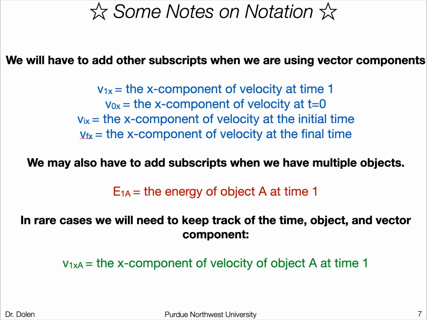Right? And in rare cases, we need to keep track of 3 things at once. For example, you could have a 2-dimensional problem, so you need to keep track of x and y, and you could have multiple objects, so you may need to keep track of A and B, and you may have multiple times, so you may have to keep track of time 1 and time 2. Right? So v sub 1 sub x sub A would be the x component of the velocity of object A at time 1.